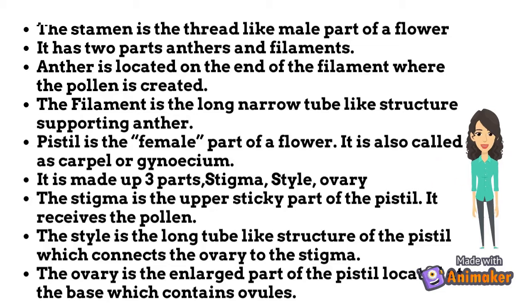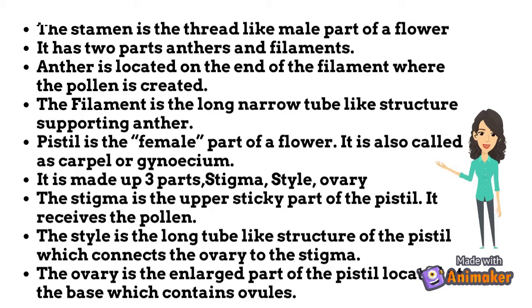The stamen is the thread-like male part of a flower. It has two parts, anthers and filaments. Anther is located on the end of the filament where the pollen is created. The filament is the long narrow tube-like structure supporting the anther. Pistil is the female part of a flower. It is also called the carpel or gynoecium. It is made up of three parts: stigma, style, ovary.